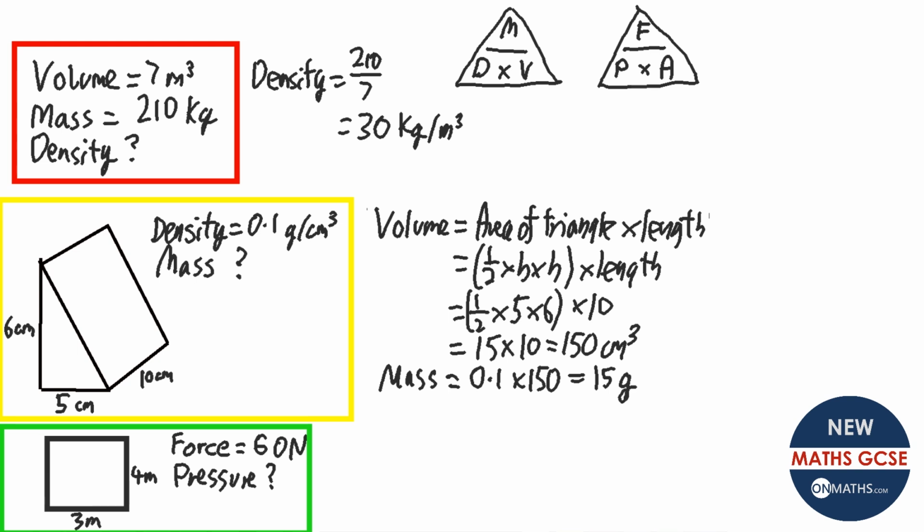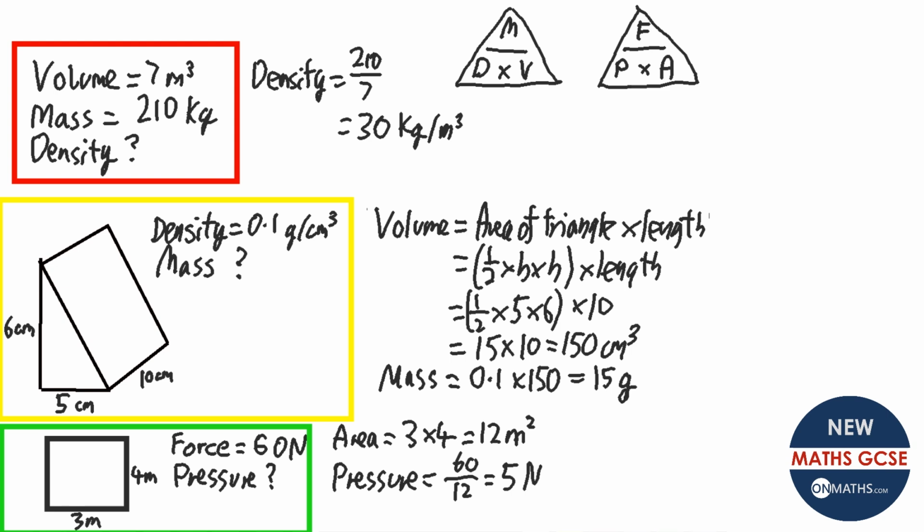Okay, last one. Got to work out the area first. And so that's going to be 3 times 4. And we're assuming that the force is exerted across the whole of this area. So, and that will probably be stated in the question. So it's going to be 12 meters squared. And so therefore the pressure, using our triangle, says force over area. So it's going to be 60 over 12, which is 5 newtons per meters squared.